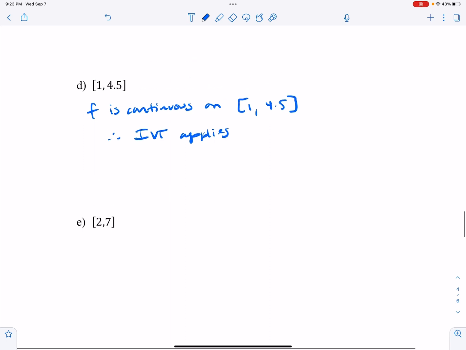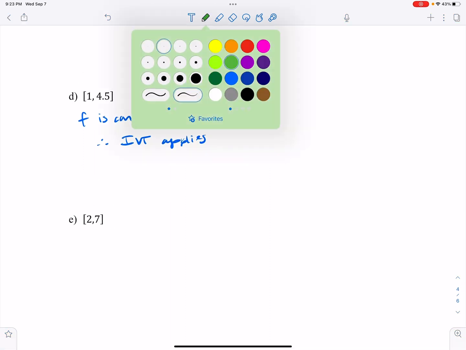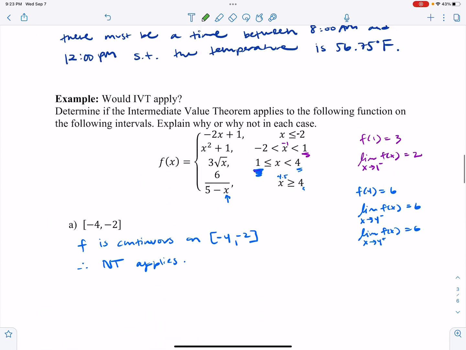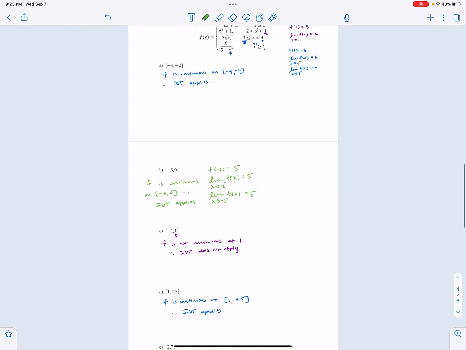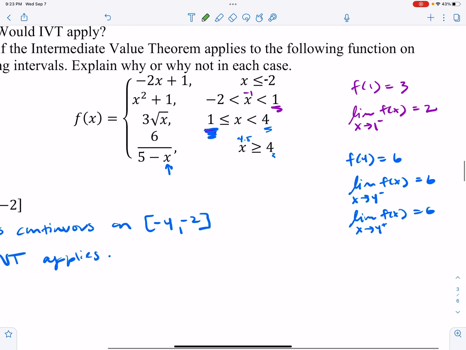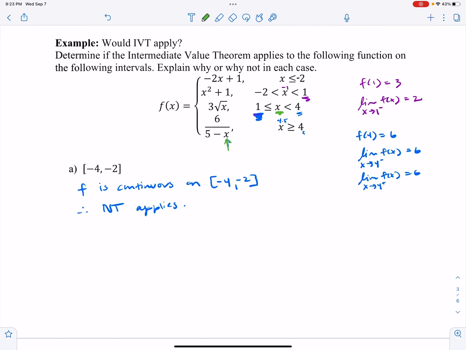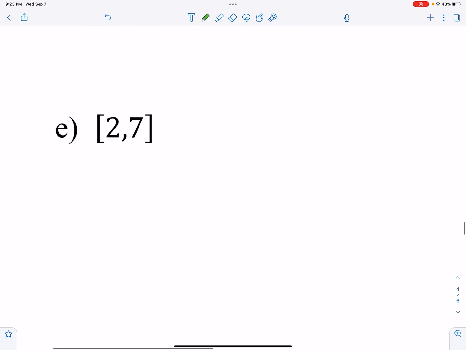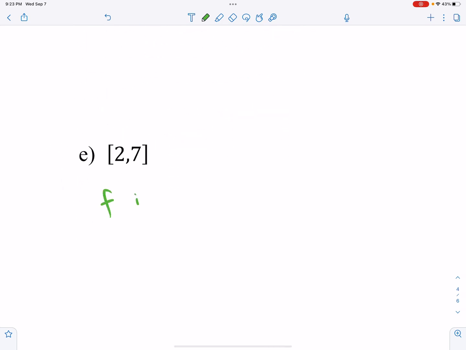Okay, last one. Oh, we already kind of answered this. I know this isn't true. So it says from 2 to 7. Well, 2 is in this interval, this third piece, but when x is equal to 5, we know that there's a vertical asymptote. And 5 lies on that interval. So f is not continuous at x equals 5. Therefore, IVT does not apply.